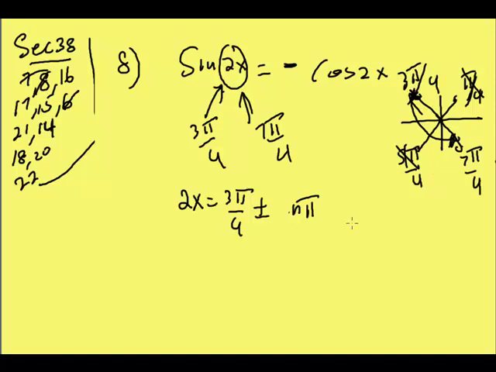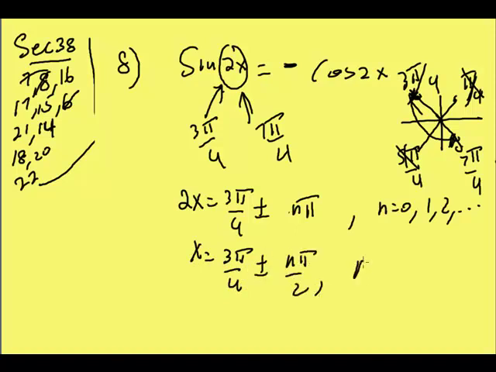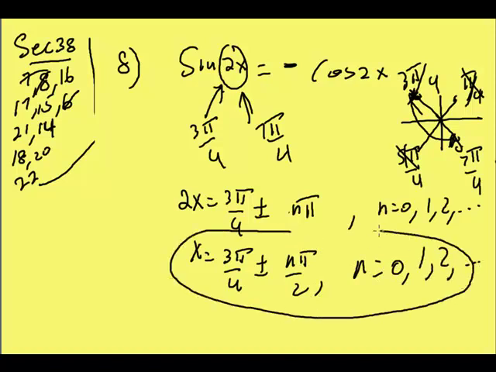Okay. So I now have n is equal to 0, 1, 2, dot, dot, dot. Now when I divide everything by 2, I get x is equal to 3 pi over 4 plus or minus n pi over 2. And my n is equal to 0, 1, 2, dot, dot, dot. And that is 3 pi over 8, thank you. 3 pi over 8. Okay.